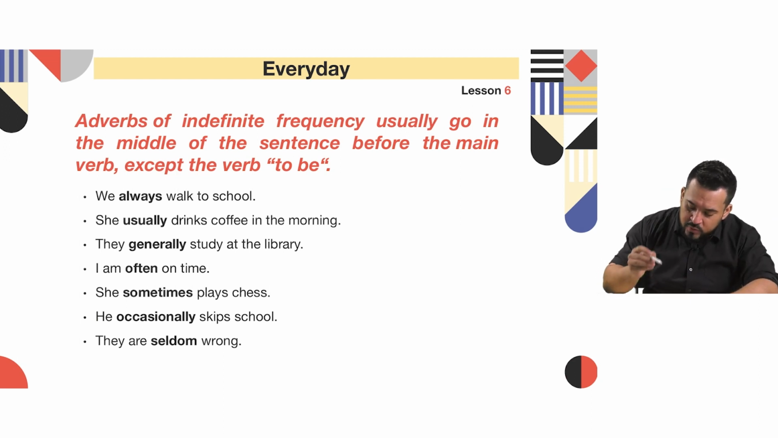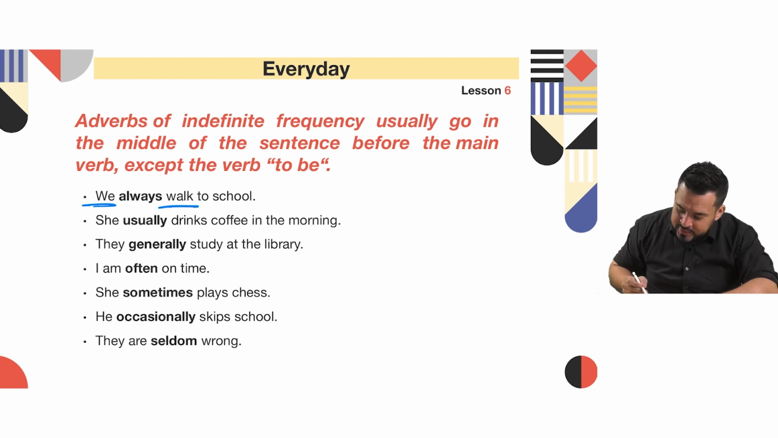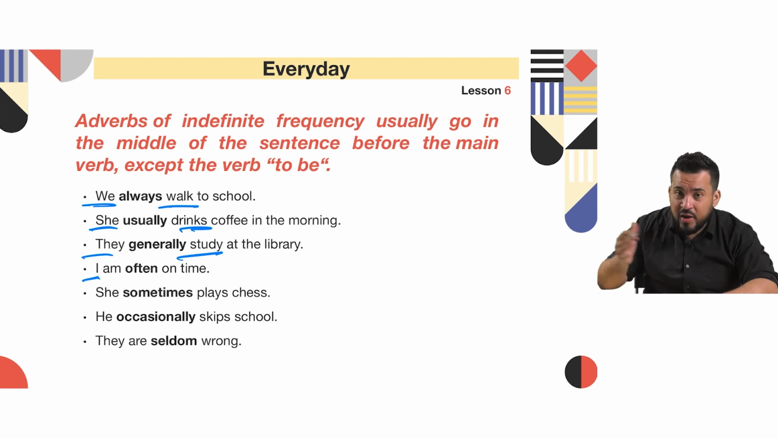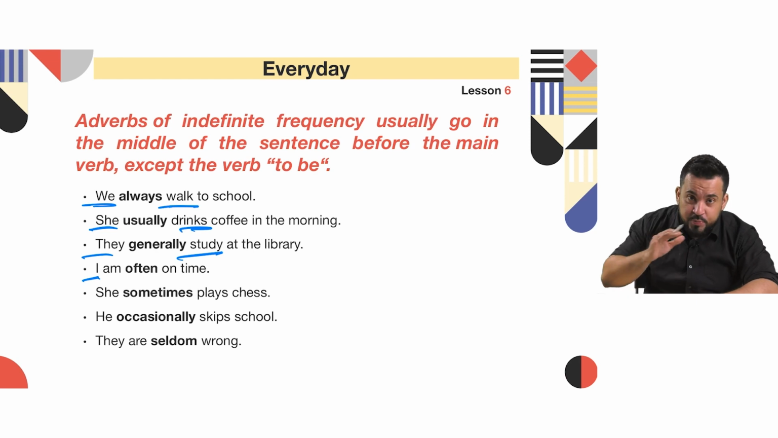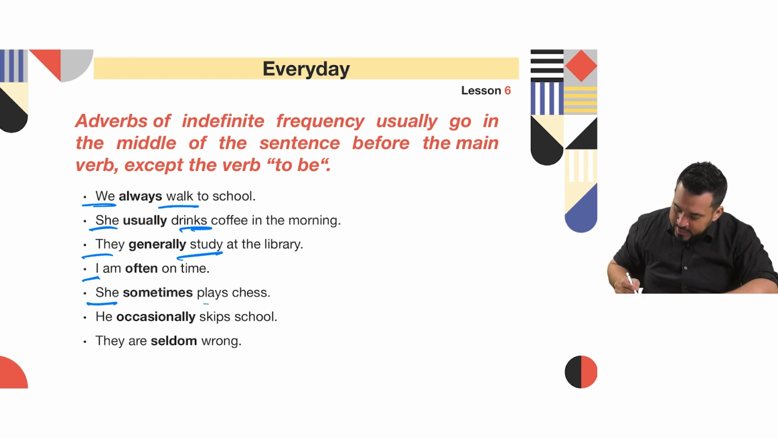Okay? What I want you to focus on here is with we, walk. There is no S. She drinks, S, because it's present simple. They study, no S. I'm often on time. There is no verb here. But I will take no S. Okay, the only things that take S are the he, she, it, and the single noun. Those are the only 4 things that take S. Everything else doesn't take S. You just put the verb as it is. She plays, S. He skips, S.